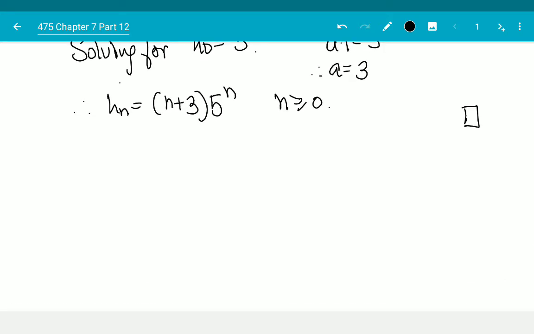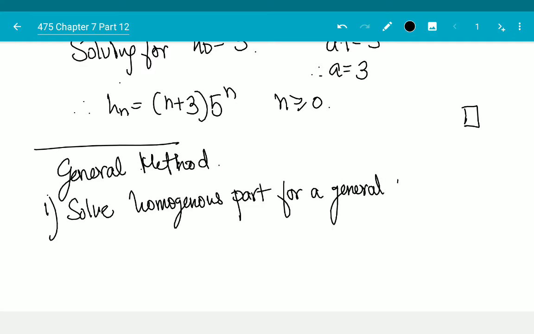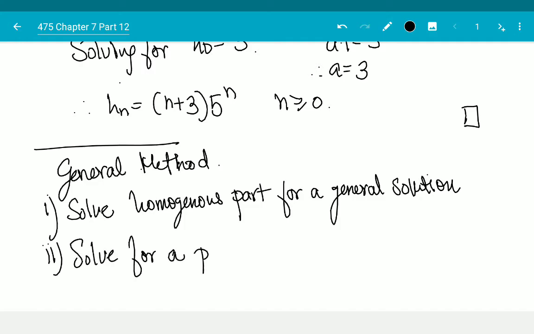Yes, but what we have is some method of how to solve for particular solutions. So the general method: one, solve the homogeneous part for a general solution. Two, solve for a particular solution.